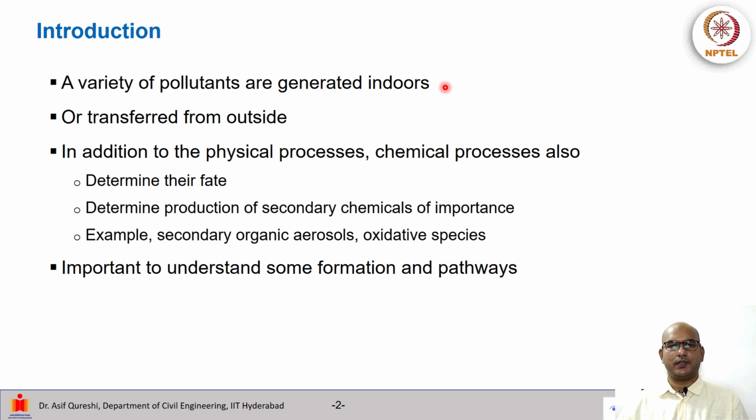So why do we need to study them? A variety of pollutants are generated indoors or they are transferred from outside. So, in addition to physical processes that we have looked at, chemical processes determine the fate of the pollutants, and also determine the production of secondary chemicals of importance, which could be, for example, secondary organic aerosols and the oxidative species. So, it is important to understand the formation and pathways for these chemical contaminants.